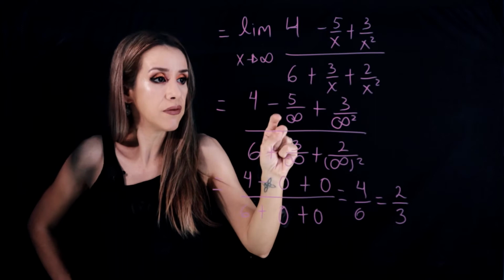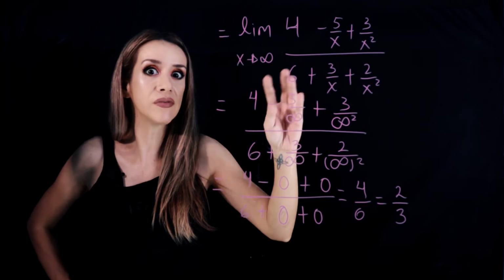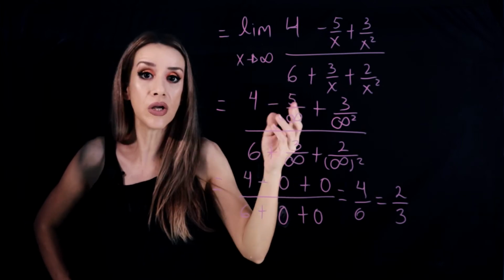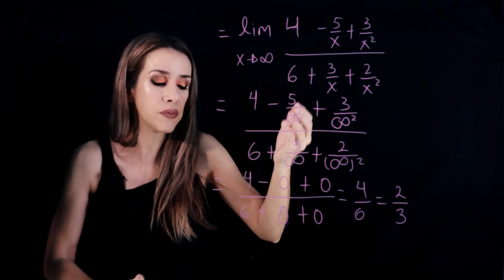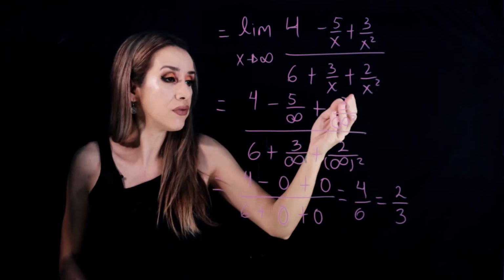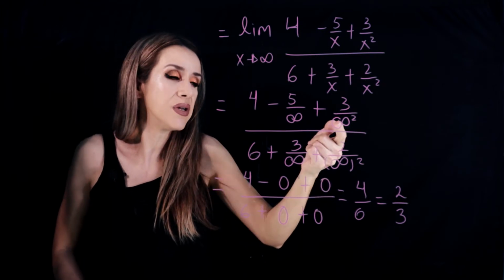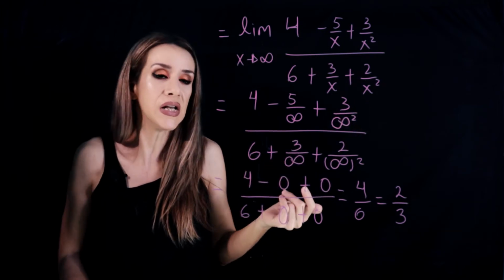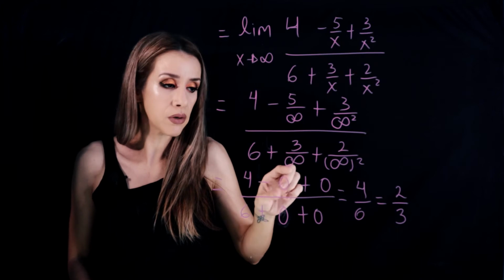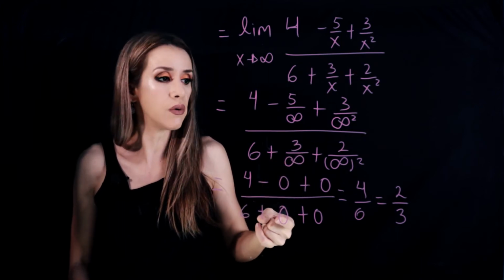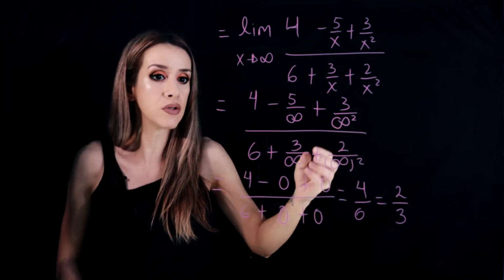The thing is, every time that you have a number divided by infinity, the result of that operation is going to be 0. That's why instead of having negative 5 over infinity, you have 0. And instead of having 3 over infinity squared, you have 0 because in the end, infinity to the second power is again infinity. And 3 divided by infinity, well, that's 0 too. For the denominator, 3 divided by infinity is also 0. And it's the same thing with this 2 divided by infinity to the second power. That's also equal to 0.